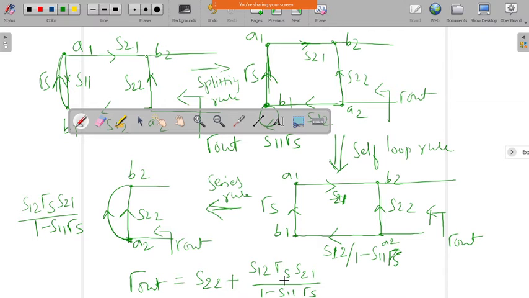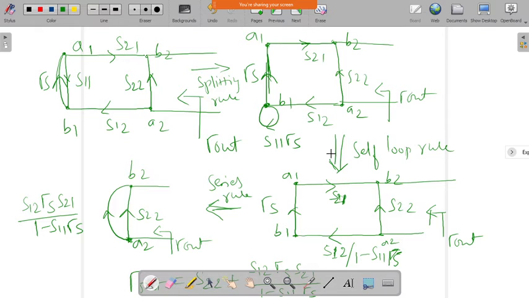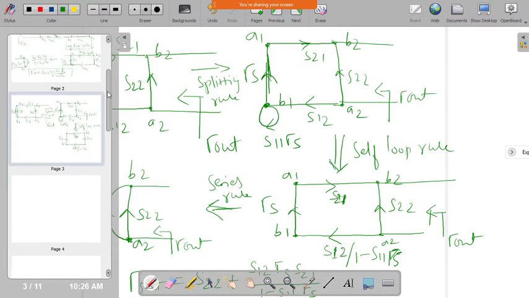So this is how we can reduce the signal flow graph for the two-port network which we have shown. Even for other networks, we can reduce the signal flow graph and get the expression for the required quantity. Is it understood? Any doubt in this? Anybody? How we can reduce this?